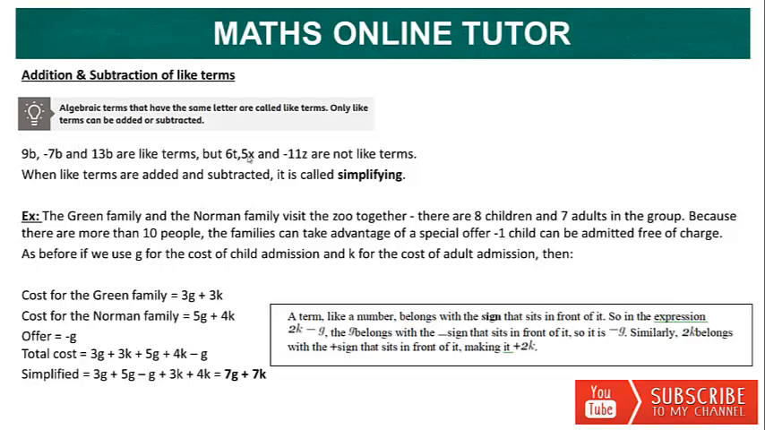But 6o, 5x and minus 11z are not like terms because they have different letters. So they cannot be added or subtracted. For example, apples go with apples, oranges with oranges. Apples and oranges do not go together. So when like terms are added or subtracted, we call it simplifying. I will now try an example with you.